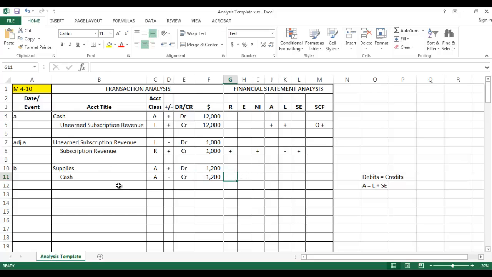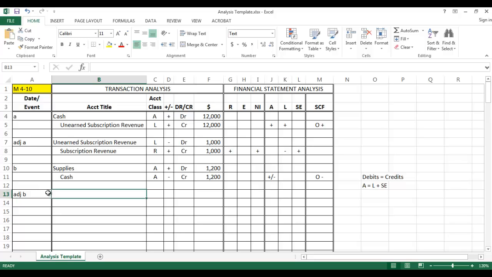When I book that transaction in December, nothing happens for my income statement. On my balance sheet, my assets move in opposite directions here. And we'll consider that an operating outflow on my statement of cash flows. My adjustment then at January 31st, we need to go back to our description, which tells us that as of January 31st, $200 of these supplies had been used up.